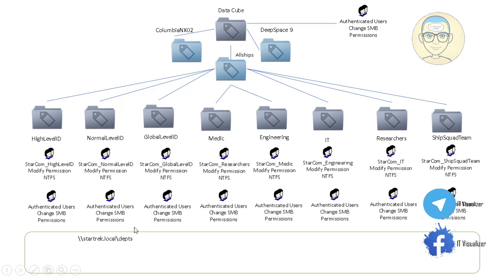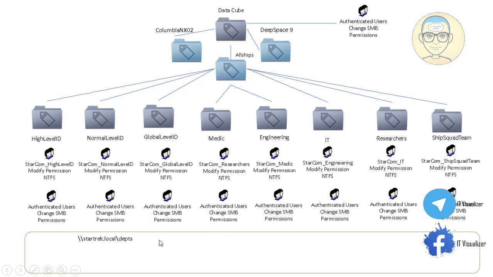Because by the way, this is the folder that all of the users will access. So they will not access the data cube, or any of this one. We will access this folder. This folder will be shared for the users, and I'll show you all how this folder will point to the different folders.